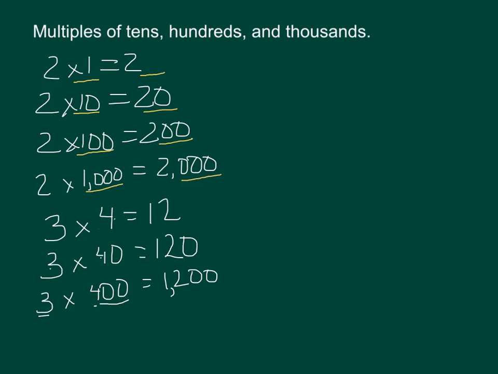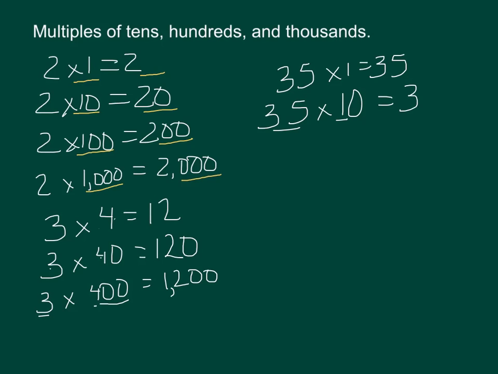Let's consider a bigger number. Let's consider the number 35. Now, you know that 35 times 1 equals 35 because you know that anything times 1 is itself. What if we did 35 times 10? Again, we go by the same formula that we did earlier. 35 times 1 is 35. I have a 0 right here, so I'll simply slap a 0 here.